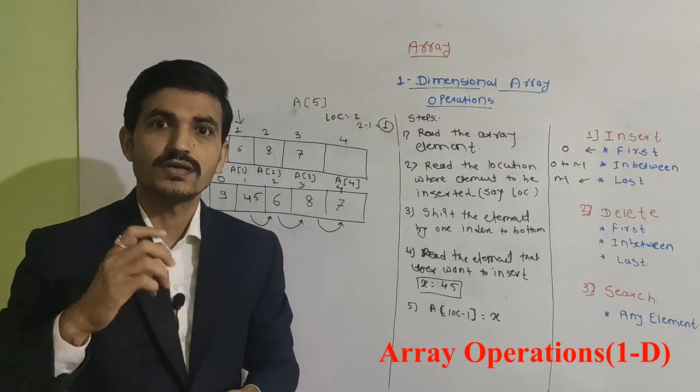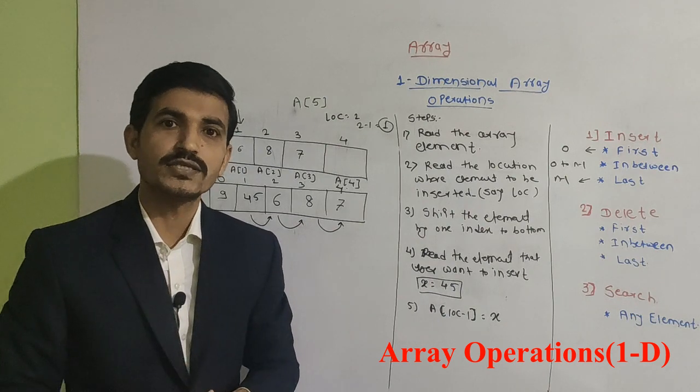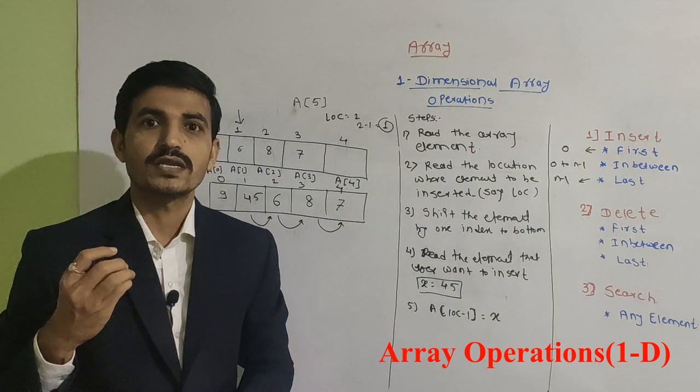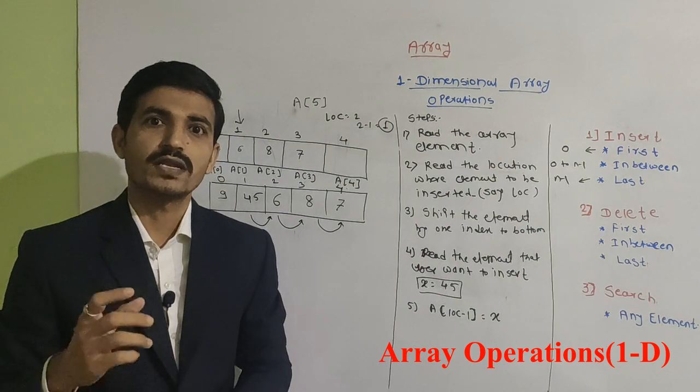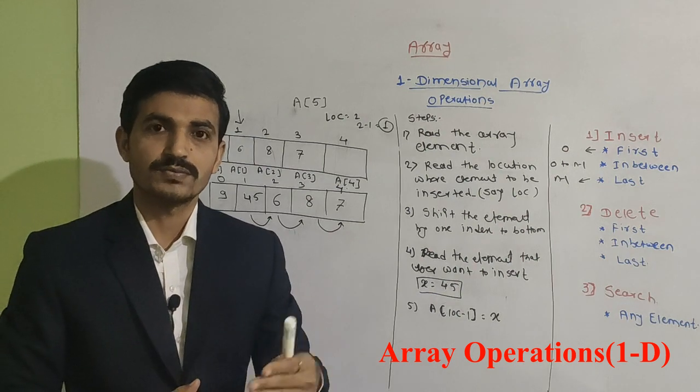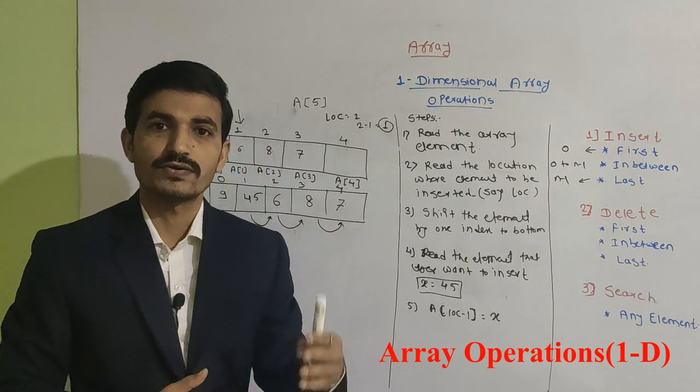The next operation is the deletion operation. Now in delete also, we have three choices. Either we can delete the first element, we can delete an in-between element, or we can delete the last element from the array. Now we will see one by one the process, how we are going to delete the element from the array.